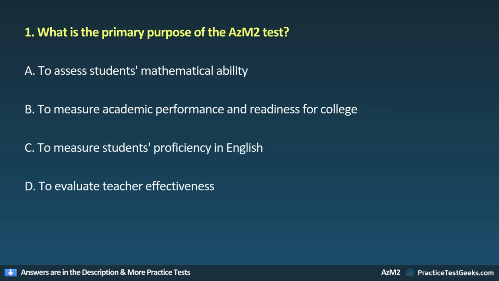1. What is the primary purpose of the AzM2 test? A. To assess students' mathematical ability. B. To measure academic performance and readiness for college. C. To measure students' proficiency in English. D. To evaluate teacher effectiveness.